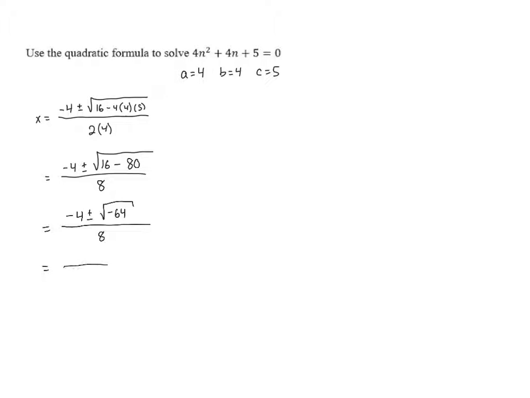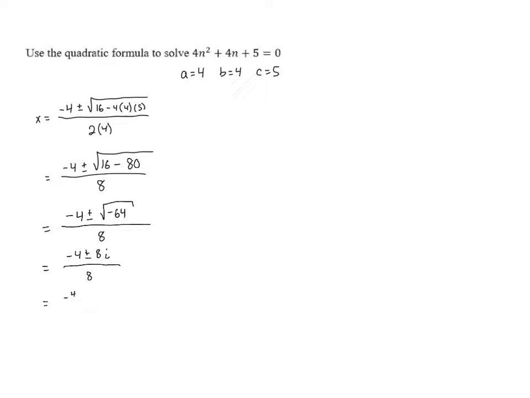We can evaluate that square root. Since it's the square root of a negative number, we know it's going to be an imaginary number. And the square root of 64 is 8, so that's going to be an 8i. So we've got negative 4 plus or minus 8i all over 8.